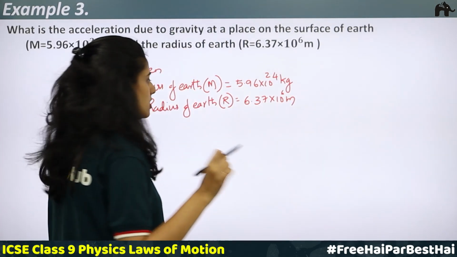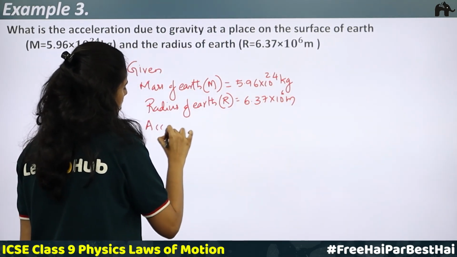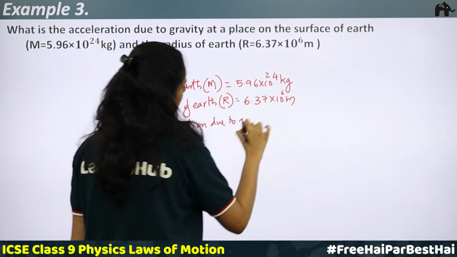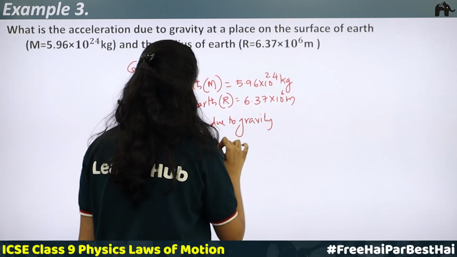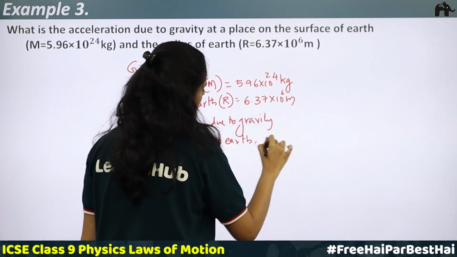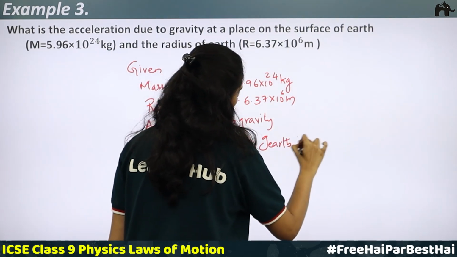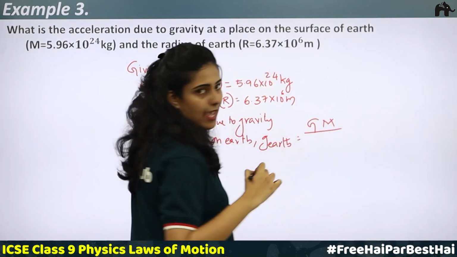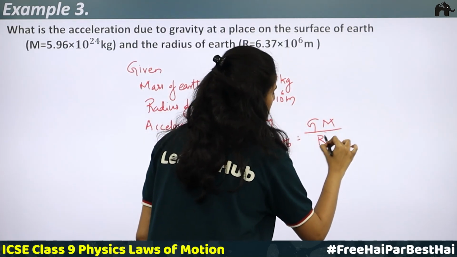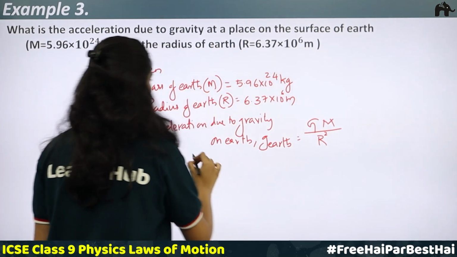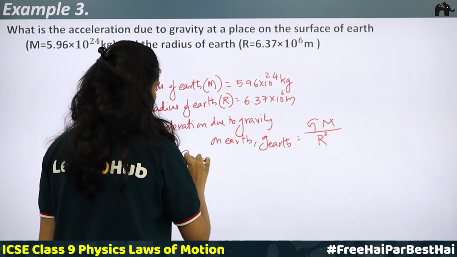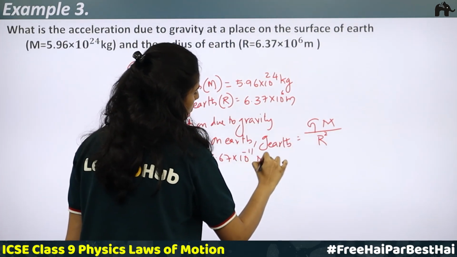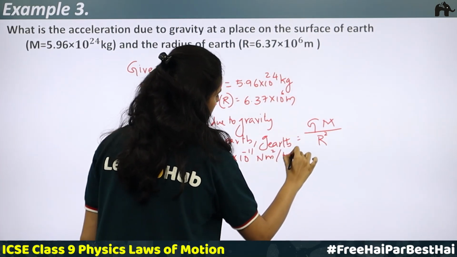Now, how to find acceleration due to gravity? Acceleration due to gravity on Earth, g earth, is equal to gravitational constant G, mass of Earth m, divided by radius of Earth square, r square. So first we need the value of G. What is the value of G? 6.67 into 10 raised to minus 11 Newton meter square per kilogram square.